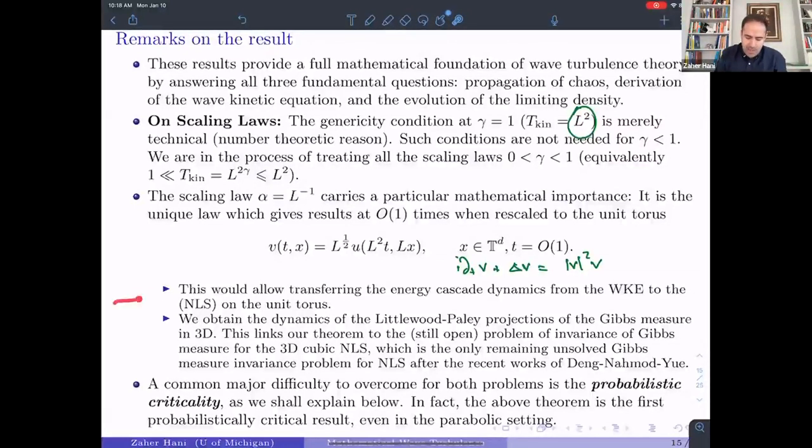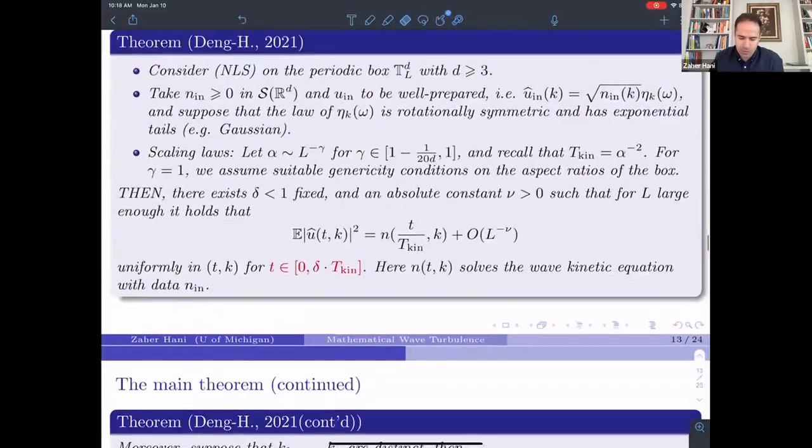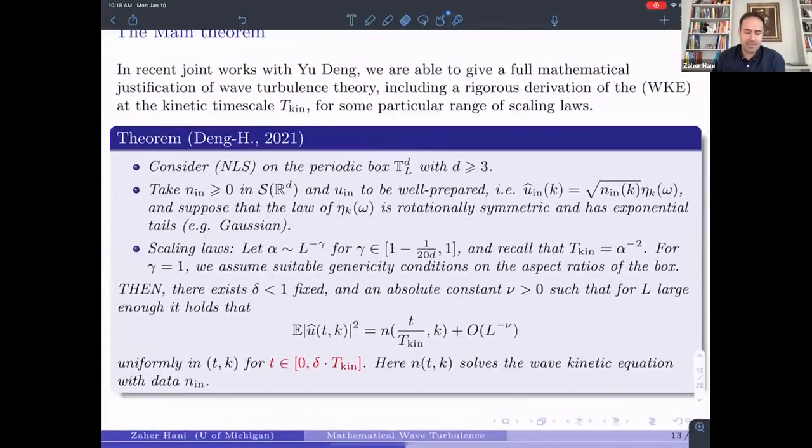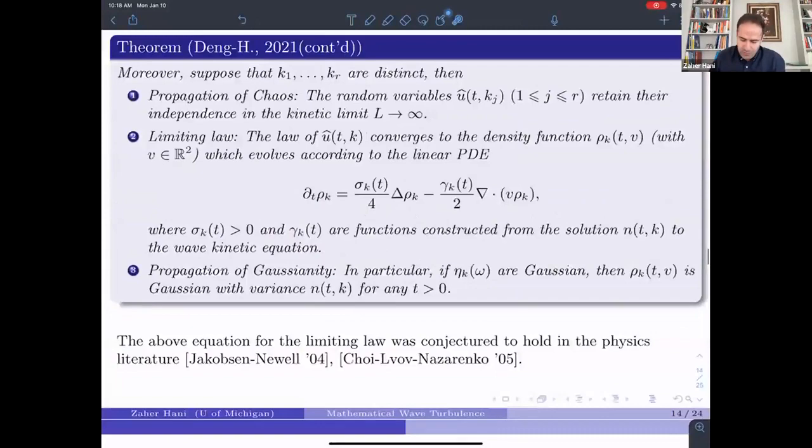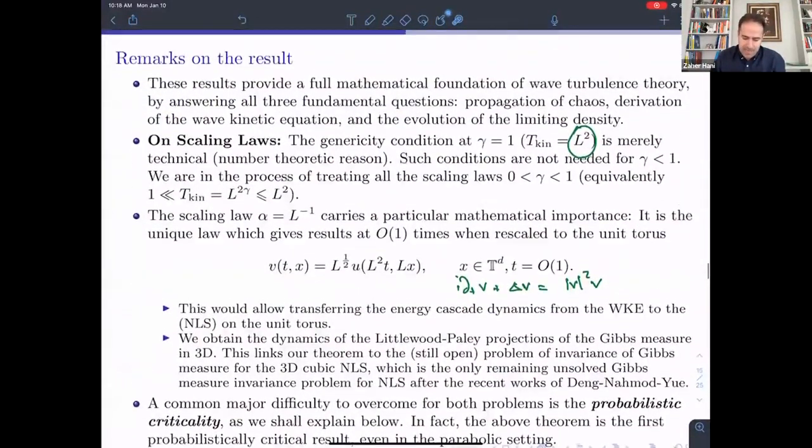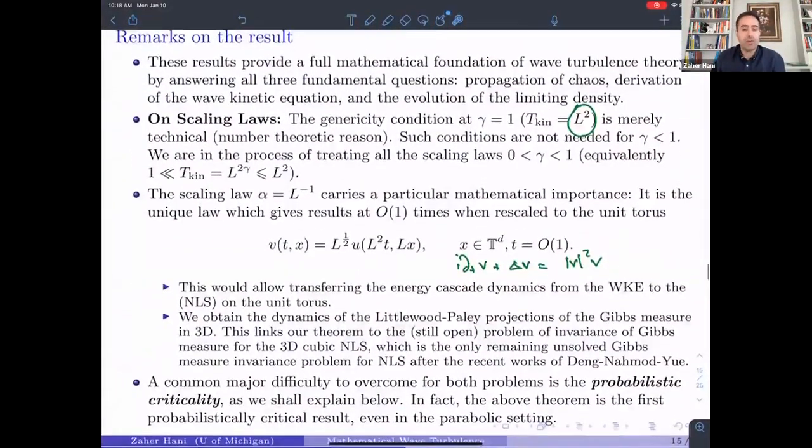So in particular, this would allow us to transfer energy cascade dynamics from the wave kinetic equation to the NLS on the unit torus. Of course, we cannot do that very effectively because in the end, this is still a small data result. This delta is still smaller than 1. If one is able to extend this to large delta, then you would be very much effectively able to transfer results about energy cascade from the kinetic equation back to NLS, and possibly solve a lot of open problems there.